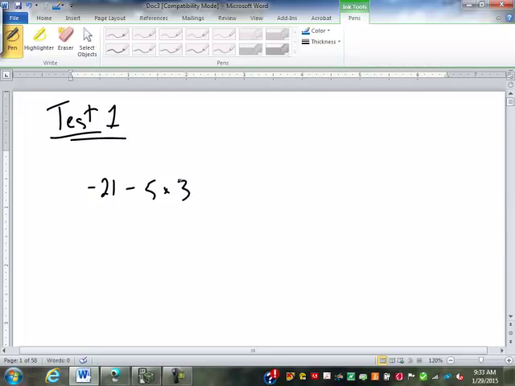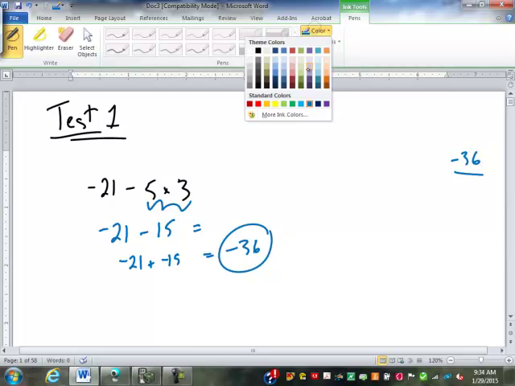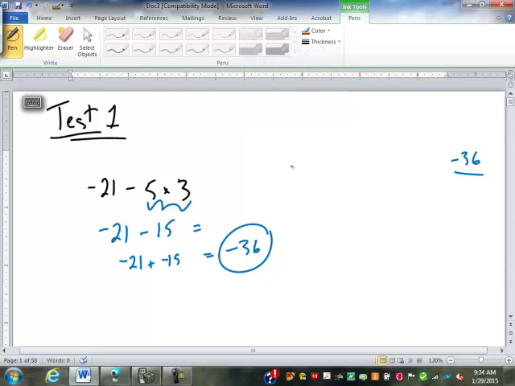times 3. Now, order of operation says, closing symbols, there are none. Exponents, there aren't any. Multiplication or division, we have 5 times 3 is 15. Now we subtract: negative 21 minus 15 becomes negative 21 plus a negative 15, which is a negative 36. So on the top, we have a negative 36. Now we do the bottom, which is 42 divided by negative 7 minus 2 times negative 4.